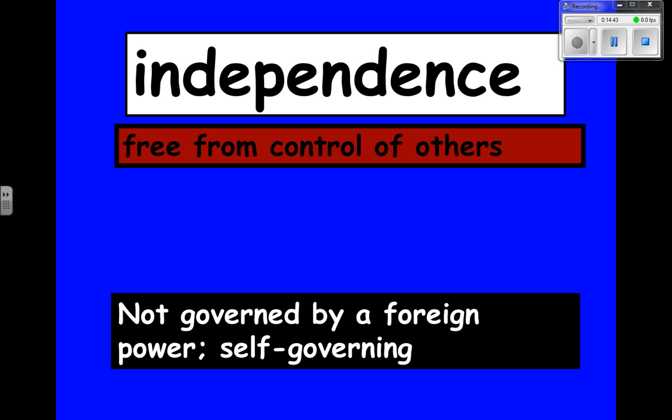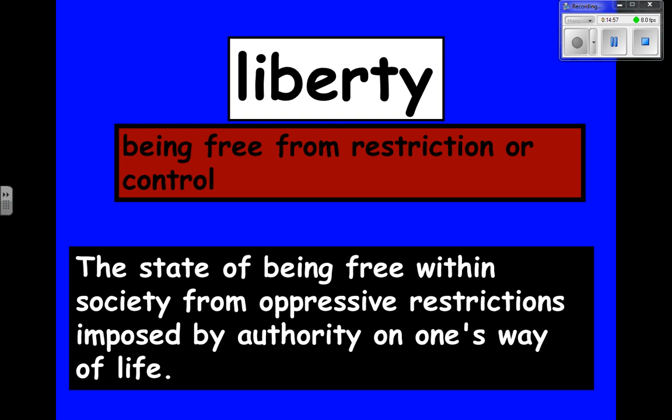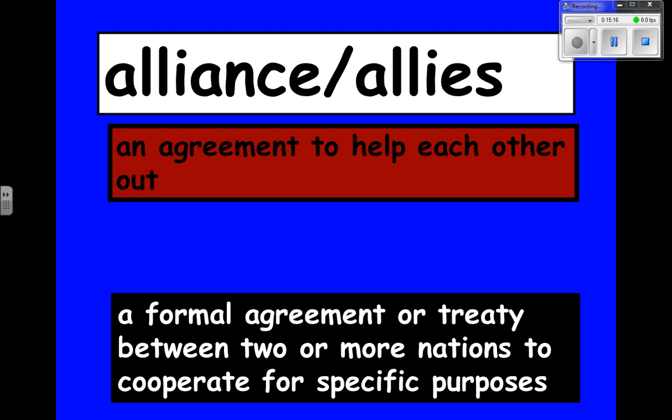How do we want to use it? We did not want to be under the control of another country. The American colonies wanted their independence from the country of England or Great Britain. Liberty, being free from restriction or control. Another great word for liberty is freedom. Freedom from oppressive restrictions. Freedom from unwarranted authority. The colonists felt King George III and Parliament were restricting their rights as Englishmen.